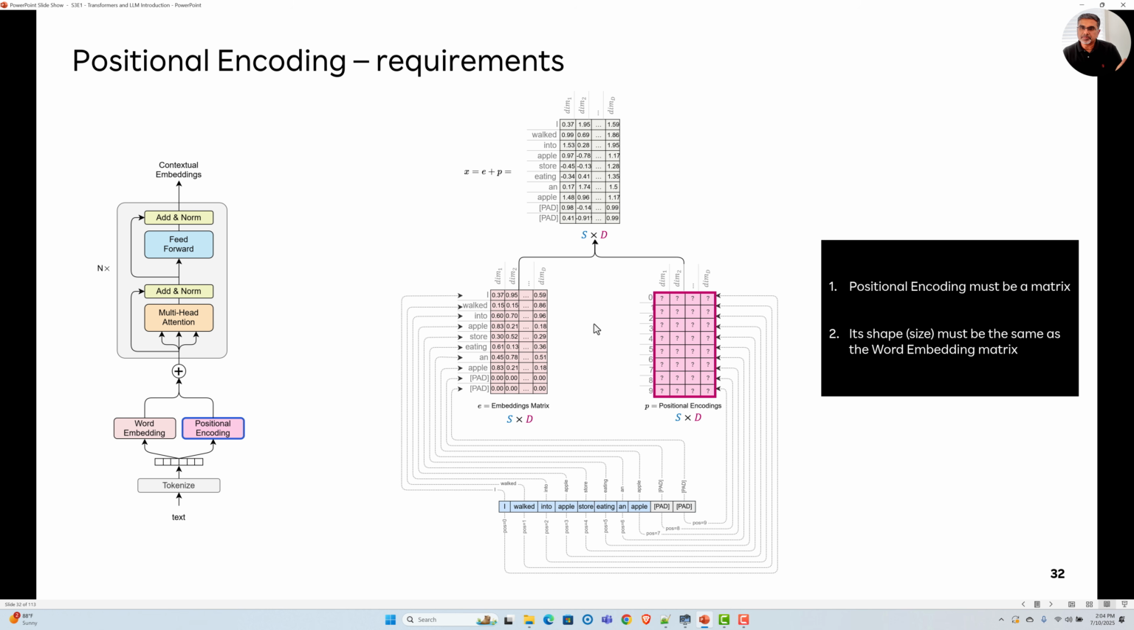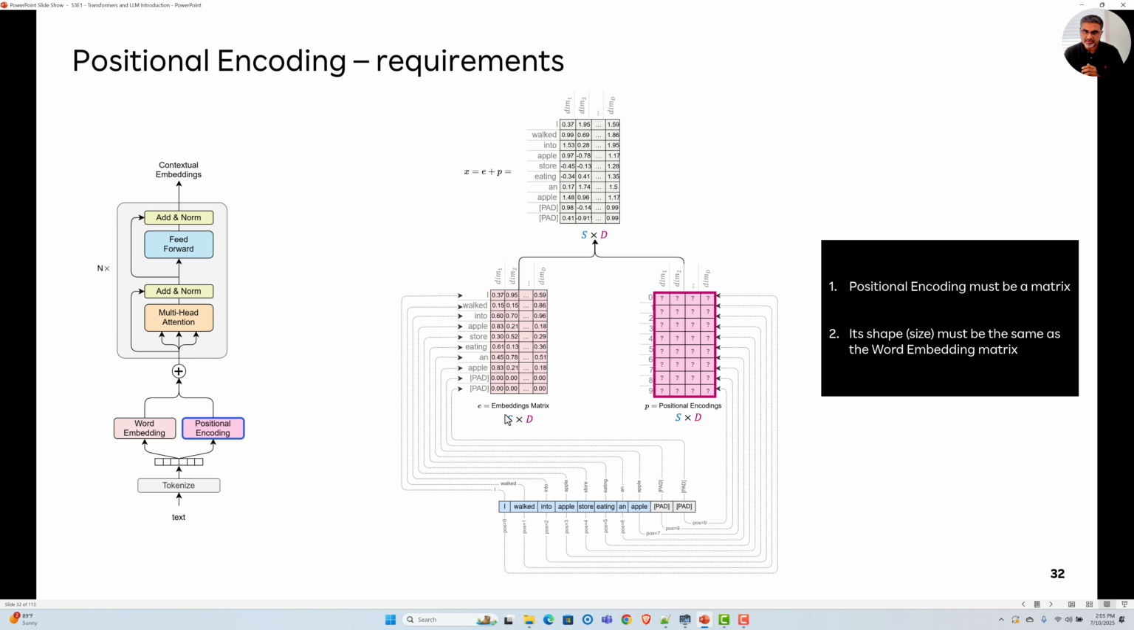Before we see what was proposed in the paper, it's important to build out the intuition behind how they arrived at this technique. So what are the properties that positional encoding should have? Number one, it should be a matrix. Why? Because you have the word embedding matrix, which describes each of the input tokens in numeric format. You want to now add to it the location information, so that the order in which these words appear is captured. Obviously, you also want the size of this positional encoding matrix to be the same as the size of the embedding matrix.